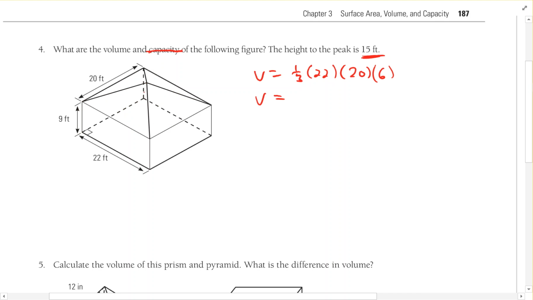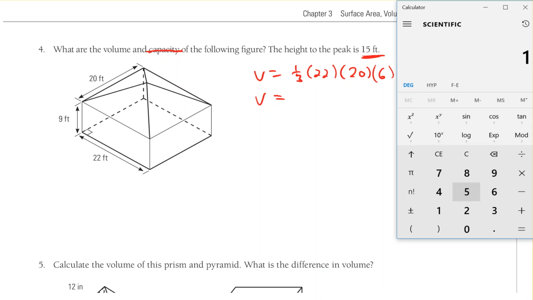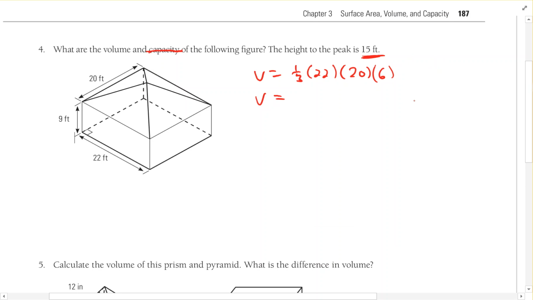Okay, so that's going to be 1 divided by 3 times 22 times 20 times 6. So 880 feet cubed is going to be the volume of just the top part.